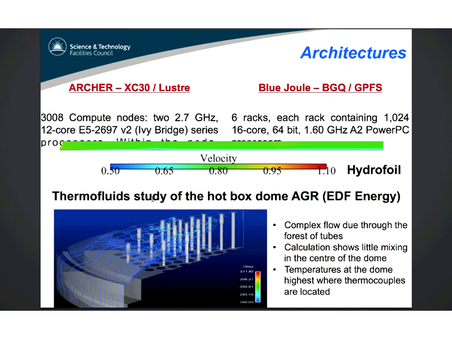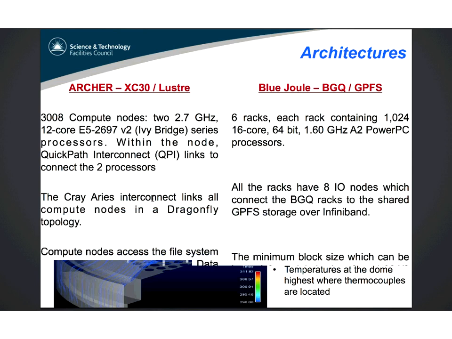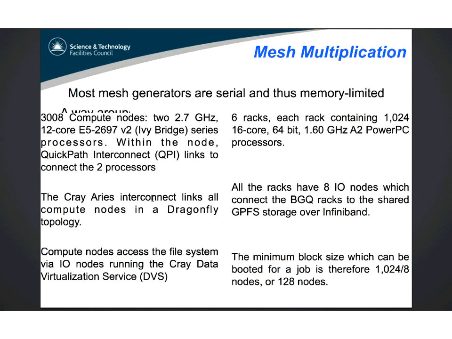So here are the two architectures. There is Archer on the left-hand side, which is probably better known by the users or the people attending the talk than by me. And then there's the Blue Joule, which is the Blue Gene Q, that is here in Daresbury, and which is using a GPFS system. So we are going to compare two different machines with two different file systems, and hopefully using both machines almost at their full potential in terms of the number of cores we are going to use.